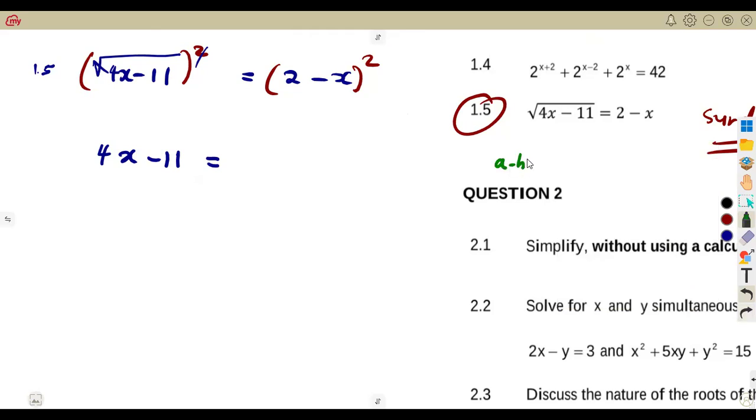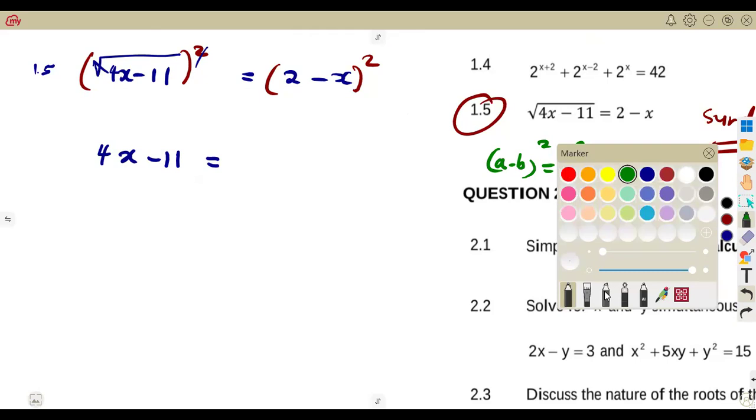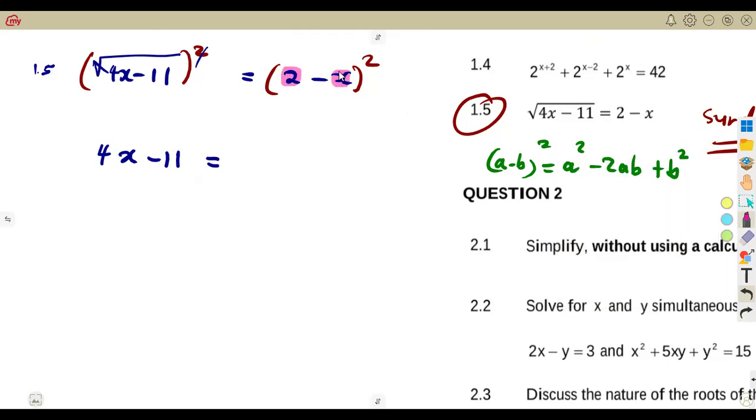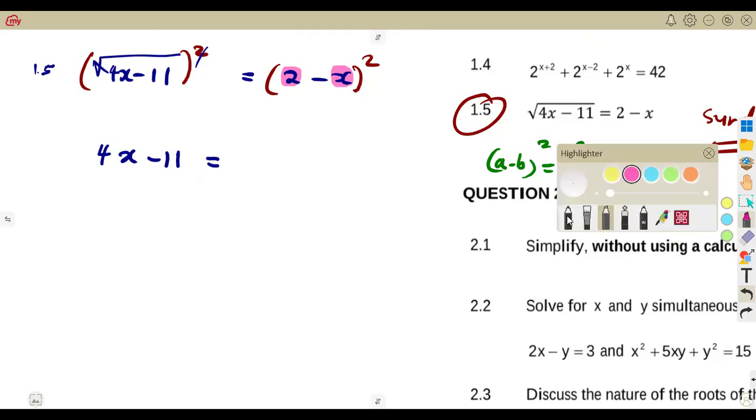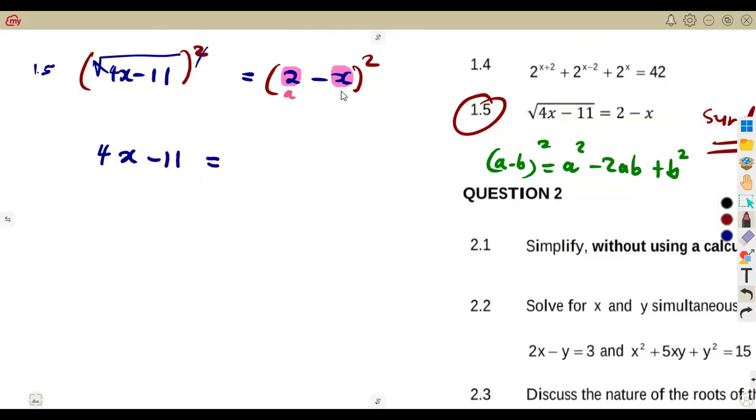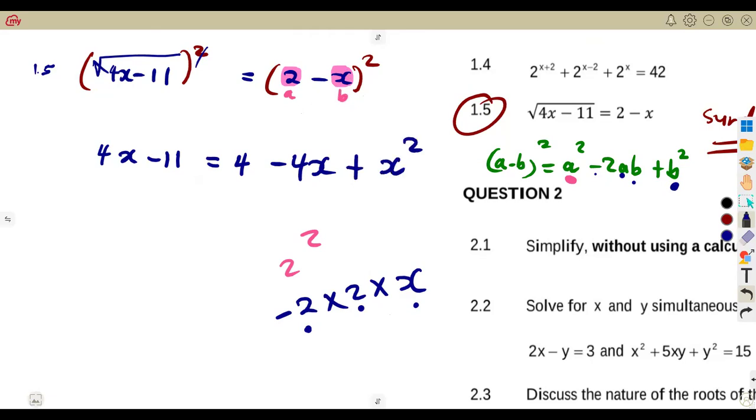Expansion of brackets, remember this expansion of brackets from a minus b squared, which is equal to a squared minus 2ab plus b squared. So remember, guys, the concept of these identities from grade 10, because if you know these identities, we're not going to waste our time. This is your a and this is your b, according to this illustration. So we're supposed to have a squared. What is a? 2 squared. Minus 2 times a times b. What is our a? Our a is 2. And what is our b? Our b is x. So minus 2 times 2 times x is going to give us, b is x, so that's plus x squared. Using these identities, guys, if it is a plus here, we are going to have a plus here.